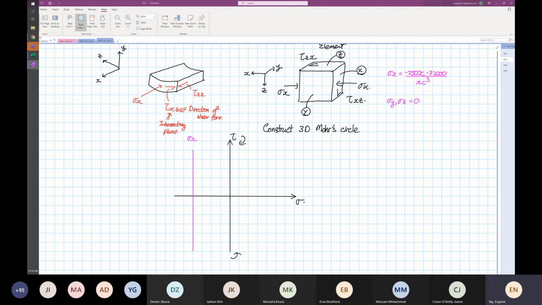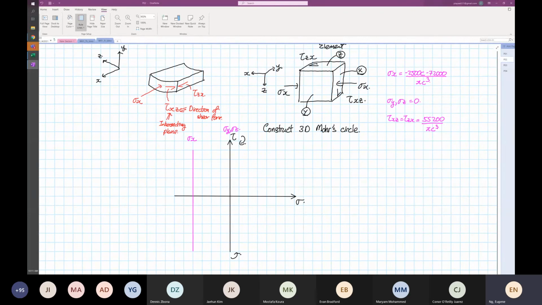Zero. Okay, then we have a shear XZ is equal to shear ZX. This will be equal to minus 55200 divided by pi C cube. Okay, so when you have that, we know that over here is where our stress Y and our stress Z are.